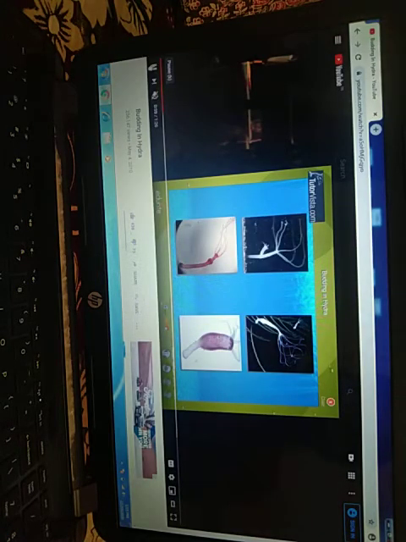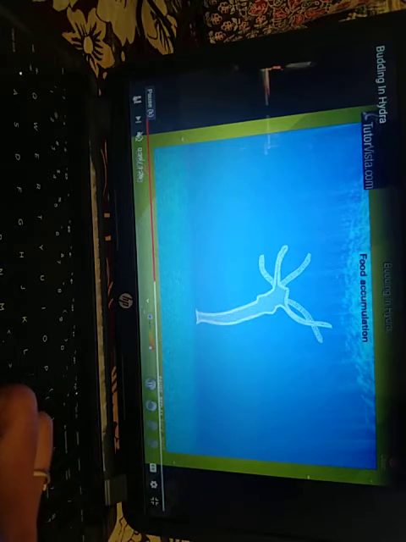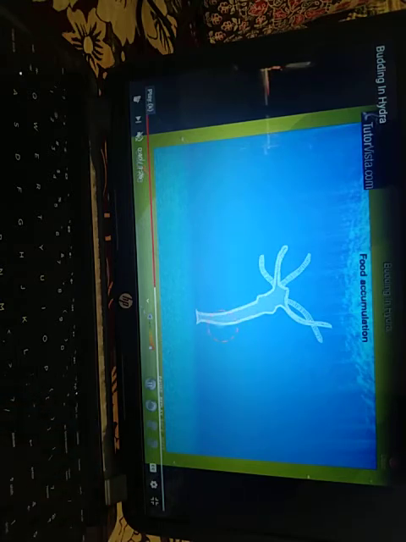Now let's look at budding in hydra. Hydra is found in the aquatic habitat. You can see a bud-like structure has come out. So here you can see a bud. In the case of hydra, hydra has 2 layers, that is ectoderm and gastroderm.